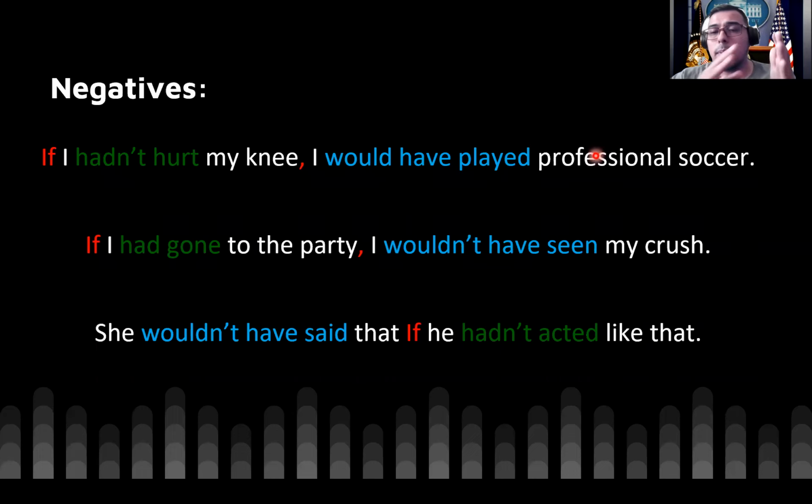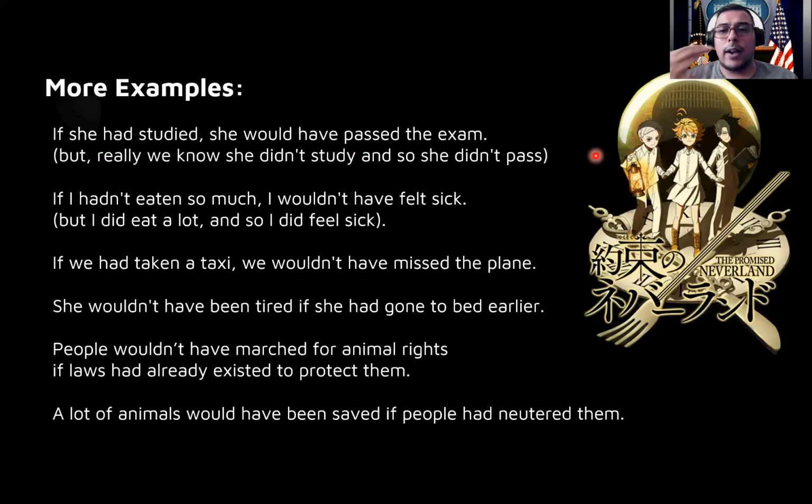If somebody has any questions about the structures, make sure you send me a message or contact me in class so I can clarify any doubts that you may have. Okay? And then finally, I have some more examples here. This is just in case somebody wants to pause the video, read some more examples. The last two that we have here have to do with social issues. So you guys can see how we can apply third conditional for our social issues project. A lot of animals would have been saved if people had neutered them. All right, so we have there a different outcome if things would be different.